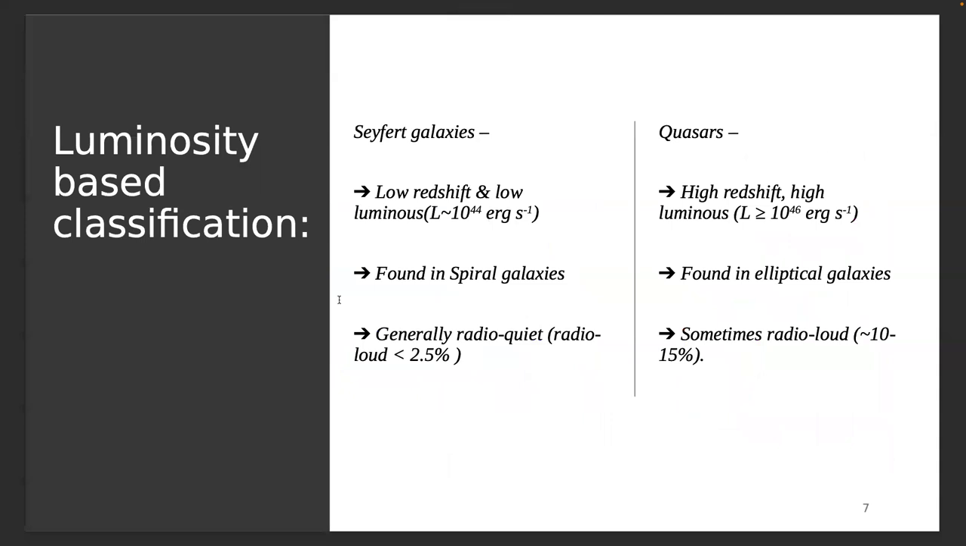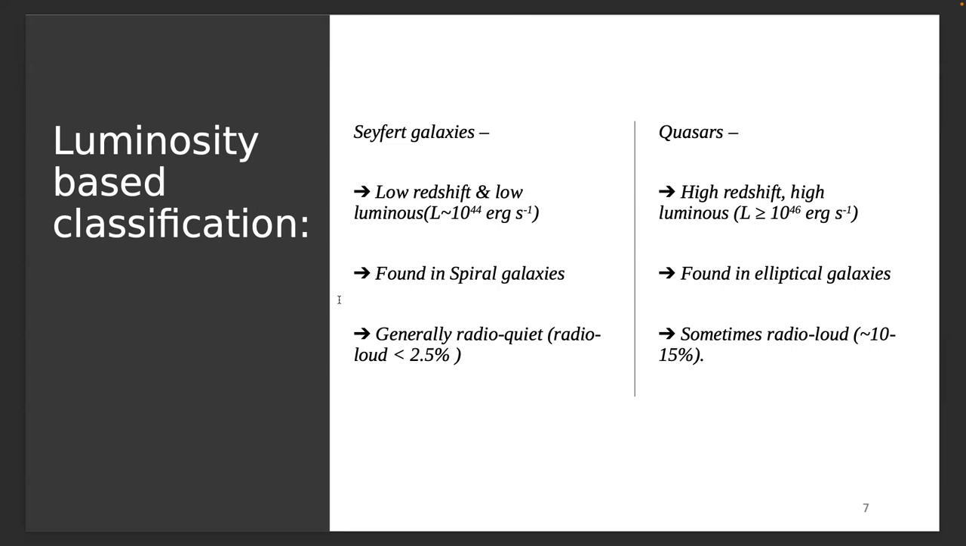Okay. So initially the AGNs were classified based on their luminosity, so how luminous they are. So Seyfert galaxies are named after Carl Seyfert. It was found that most Seyfert galaxies are at low redshift and they are low luminosity. Now low luminosity means it's almost comparable to the entire galaxy.